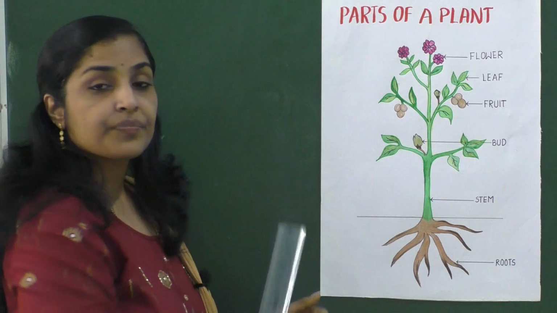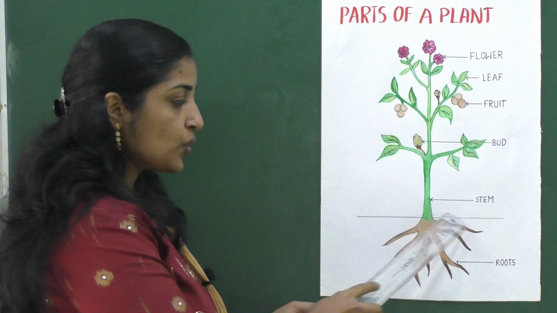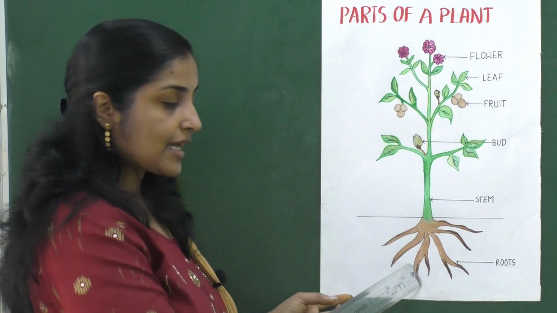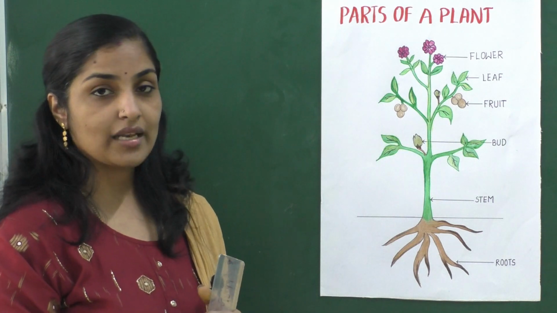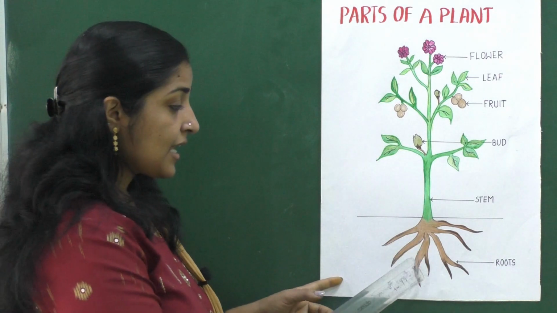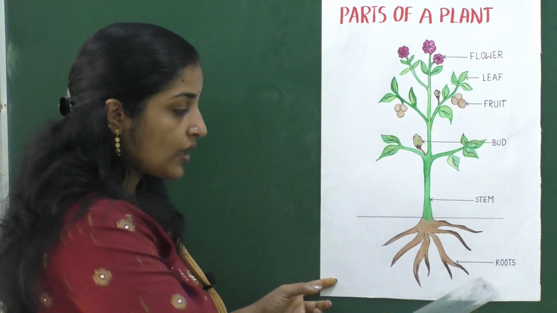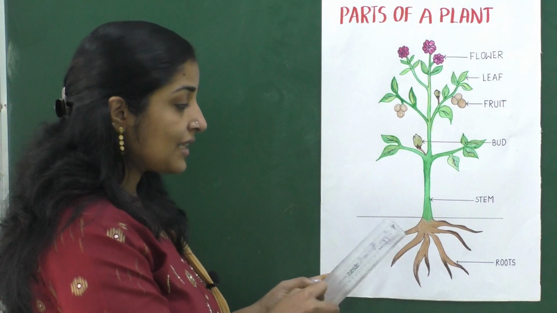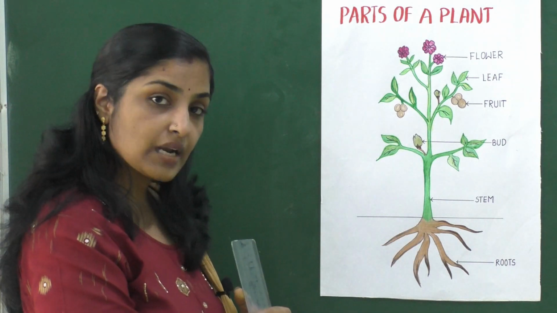So, now let's see the different parts one by one. The first one is roots. These are the roots. R-O-O-T-S. The root anchors the plant in the soil. And how do these roots help the plant? They carry the minerals and water from the soil, absorb them, and give them to the other parts of the plant.